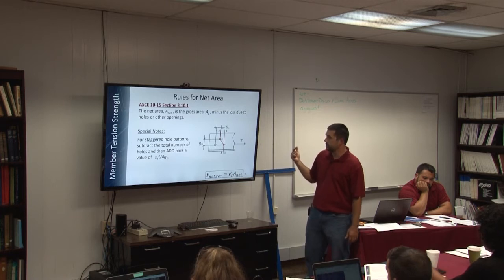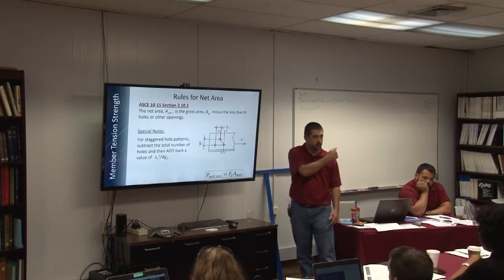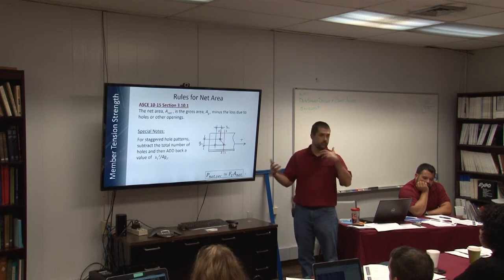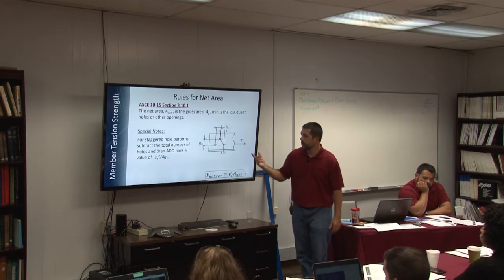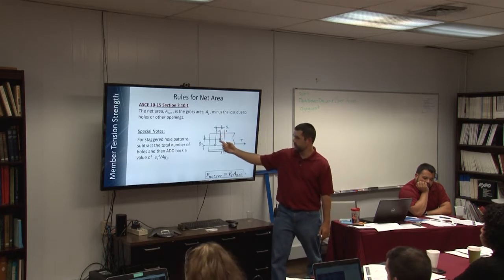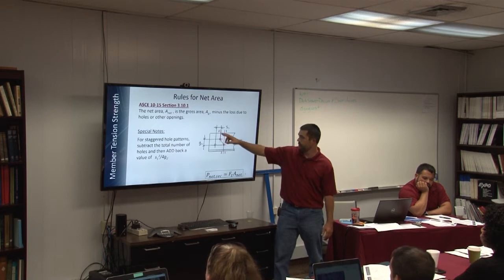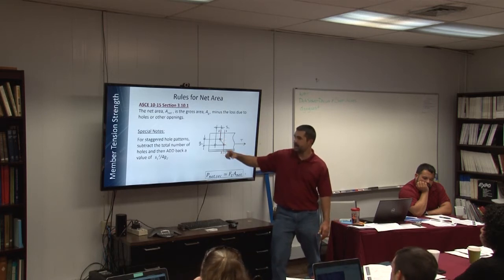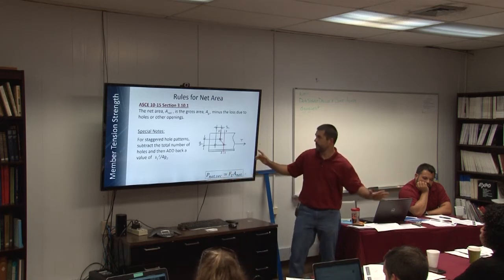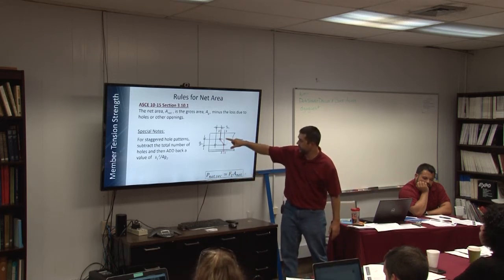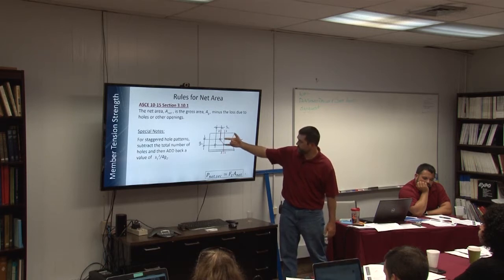So what the standard tells us, and this is pretty consistent between the tower ASCE and AISC, is that essentially for staggered patterns, you subtract the total number of holes and then add back this value of s squared over 4g. What does that mean? S is essentially the spacing between holes, and g is what we call the gauge between holes.